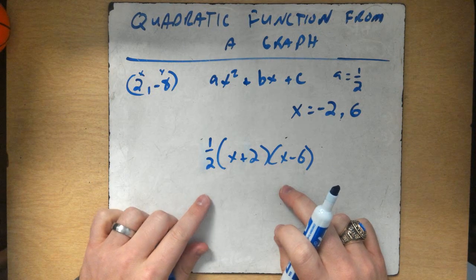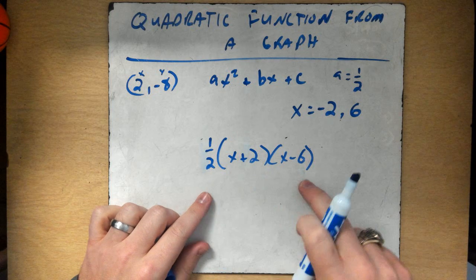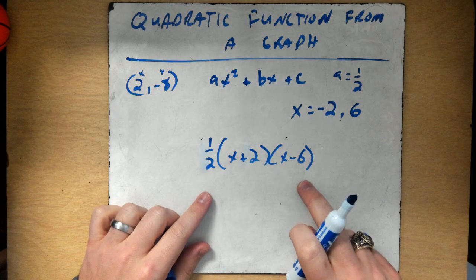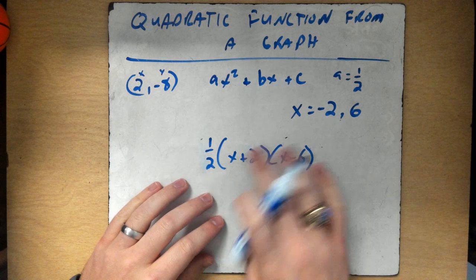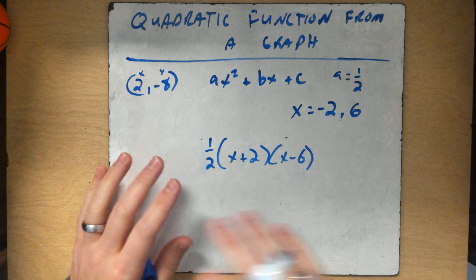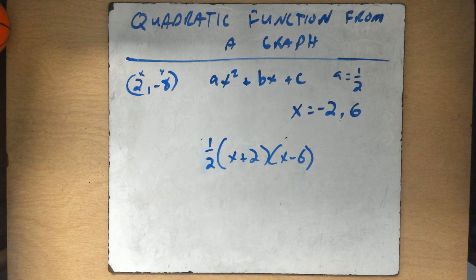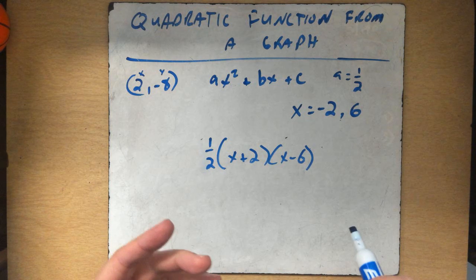So now I need to solve. I need to multiply this all the way through. Now, if you want, you can FOIL this out and do it that way and multiply by the 1/2, or we can do it the easy way. A little shortcut I'm going to show you here.